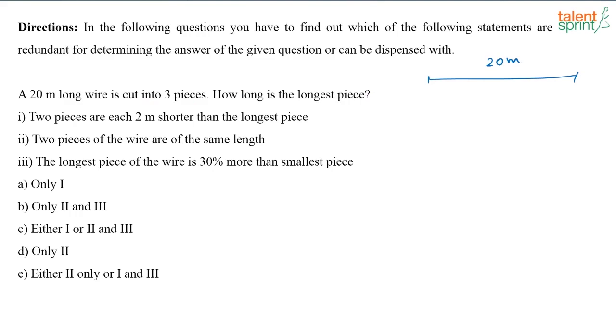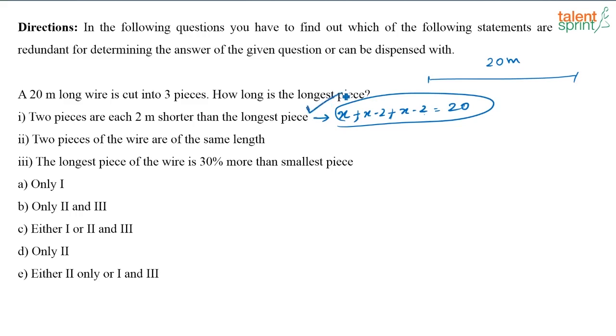Now what does the first statement say? 2 pieces are each 2 meters shorter than the longest piece. So if I say the longest piece is x, then what will be the length of the other 2 pieces? It's going to be x minus 2 each. Right? That's what it says. So these are going to be the 3 pieces. If I add x plus x minus 2 plus x minus 2, my answer is going to be 20. So from this, if I solve this, I can find out the value of x. That is what they are asking for. So using statement 1 alone, I am able to arrive at the answer.